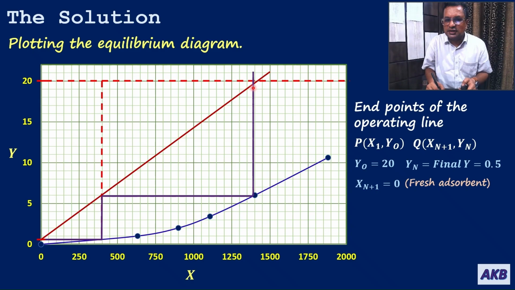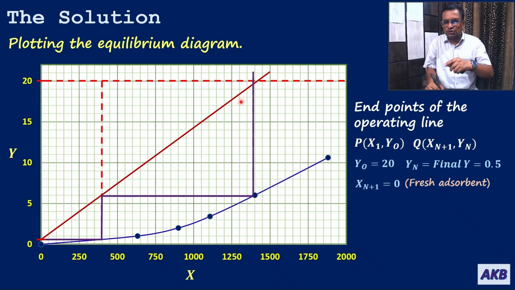Now in this case, the intersection is still not occurring on the horizontal line that I have drawn through 20. So that means this is not the true operating line. Even though we have come close to the real operating line, my objective is that this intersection should occur on the horizontal line. Right now I am close to the true operating line, but this is not the true operating line.